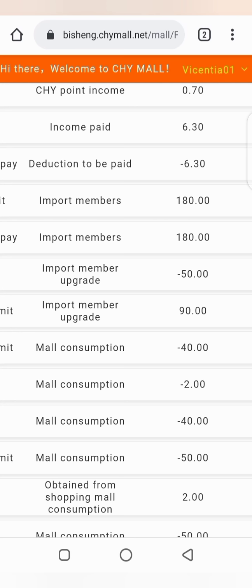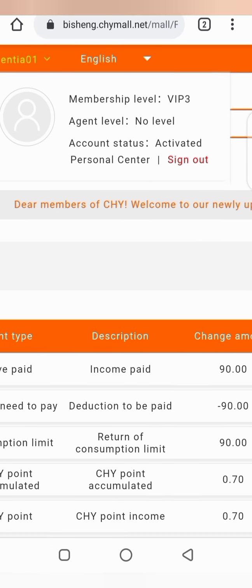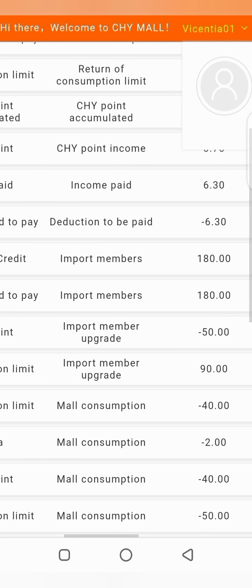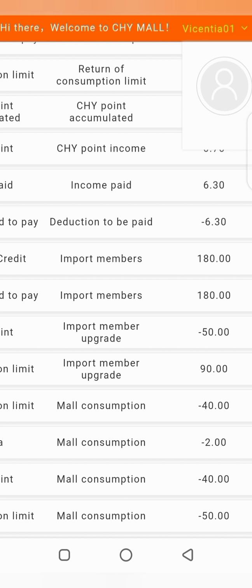So with this account, it was previously a VIP2 account which was upgraded to VIP3. So now the consumption limit 90 here was an additional consumption limit, because now that it is a VIP3 account, I'm going to need 180 consumption limit. So my account already has 90 and the system has credited my account with another 90 consumption limit, but that one is not something necessary to note.